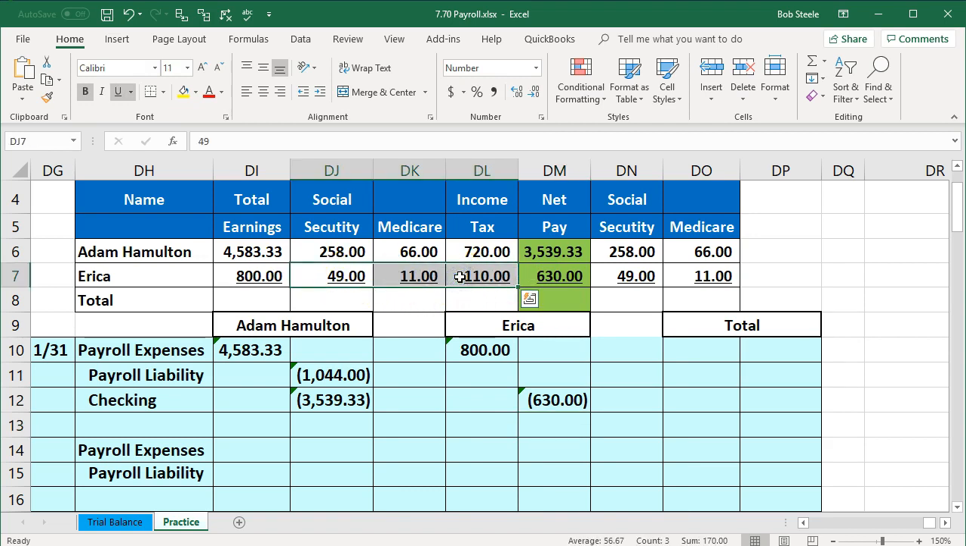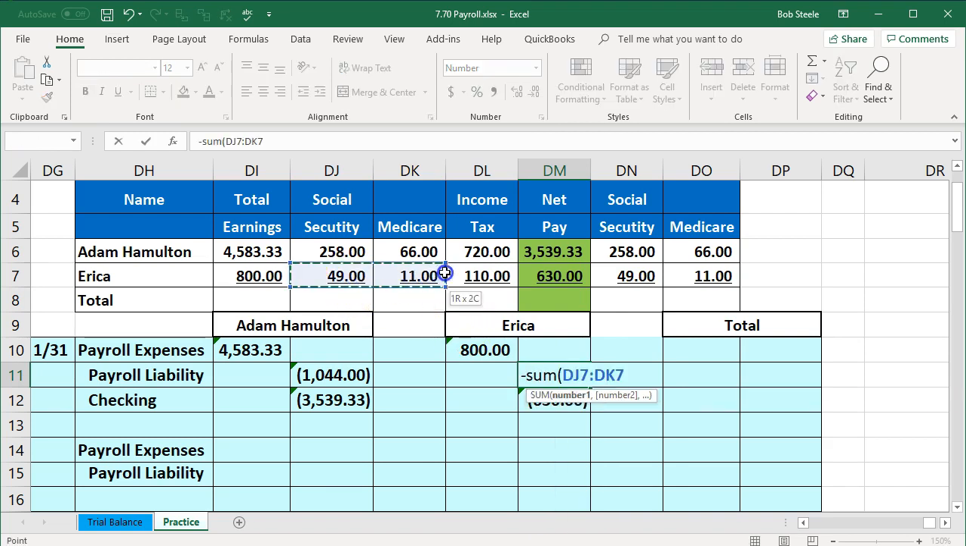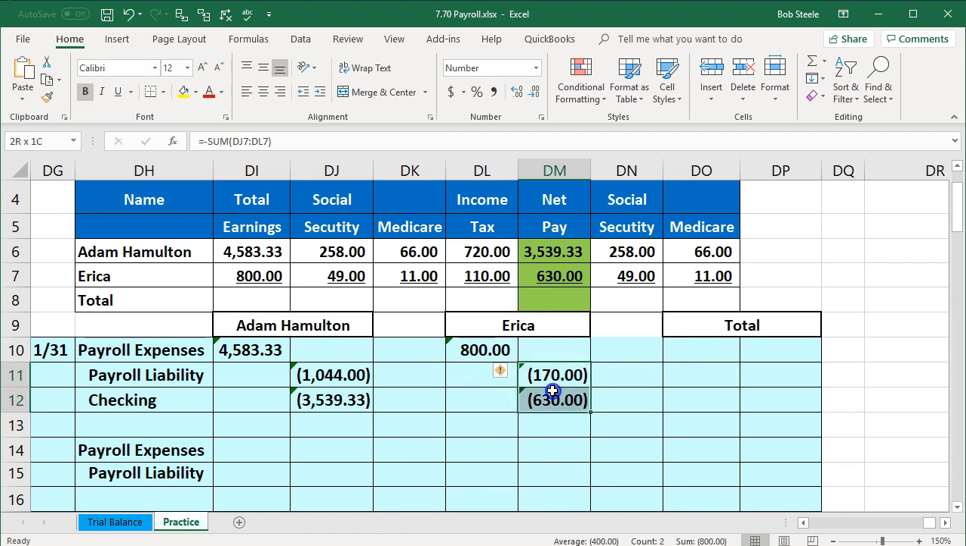owes, which we had to take from her and force her to pay due to the government making us play that role. So we're going to say negative sum of these items is what we took from Erica. We don't get to keep it, therefore it's a liability that we're going to have to pay the government for. If we add those up, 800.